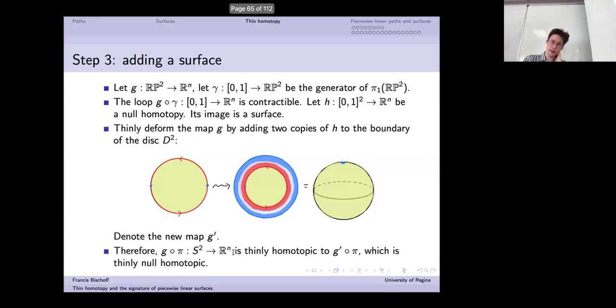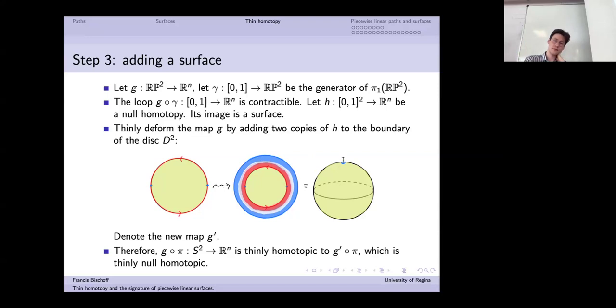And that's basically the argument. I've taken my original surface, I've used this disk that kills the generator of pi1, and I've stuck it onto the boundary, and I deformed my map into this new map, which now sends the boundary of the disk to a point. Okay, that's the construction. Any questions about this?